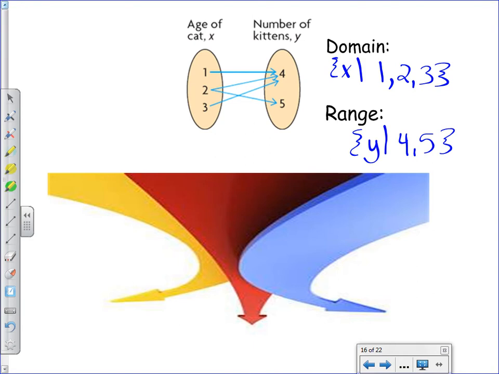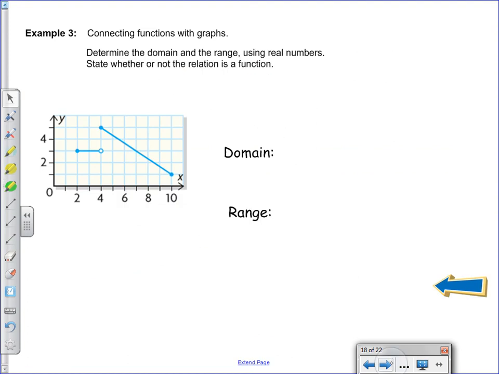4 and 5. Is this a function or not a function? It's not a function. How do I know that? 2 maps to 4, 2 maps to 5, that's a double. Okay, I'm going to skip over some of these examples because they're the same. I'm going to go right to the graphing one.